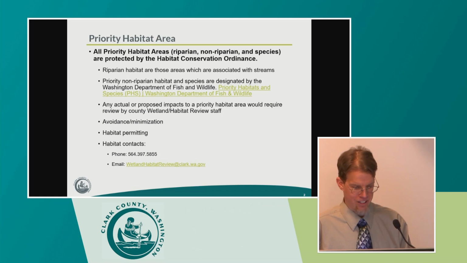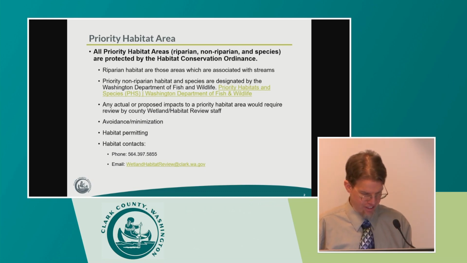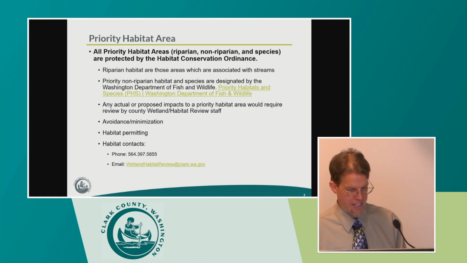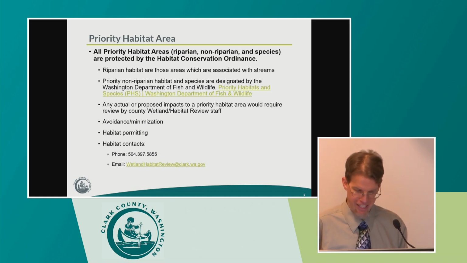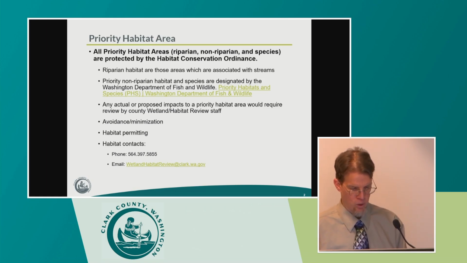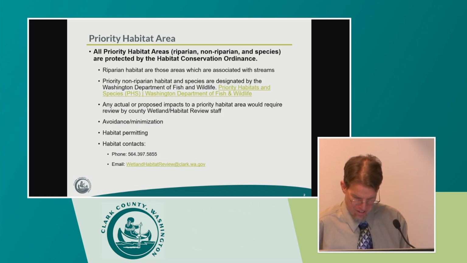The second type of priority habitat that we regulate by the conservation ordinance is priority non-riparian habitat and species, which are identified by the Washington Department of Fish and Wildlife. Non-riparian habitat includes habitat features which may or may not be associated with riparian habitat. The most frequent ones that we run into are going to be Oregon white oak woodlands, biodiversity area and corridor, and priority snags and/or logs, although there are multiple other ones also.